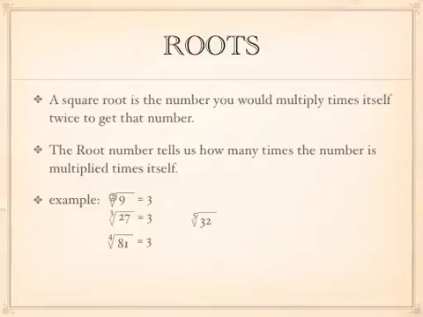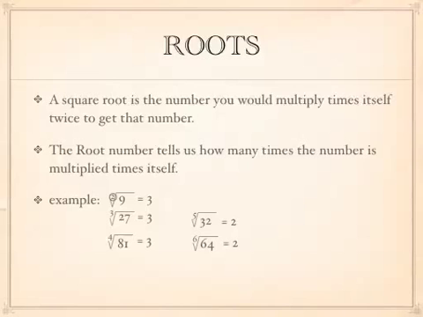Let's look at another example. What's the fifth root of 32? In other words, what number times itself 5 times is equal to 32? In this case, the number is 2, because 2 times 2 times 2 times 2 times 2 is 32. And what's the sixth root of 64? Once again, it's 2, because 2 times itself 6 times is equal to 64.